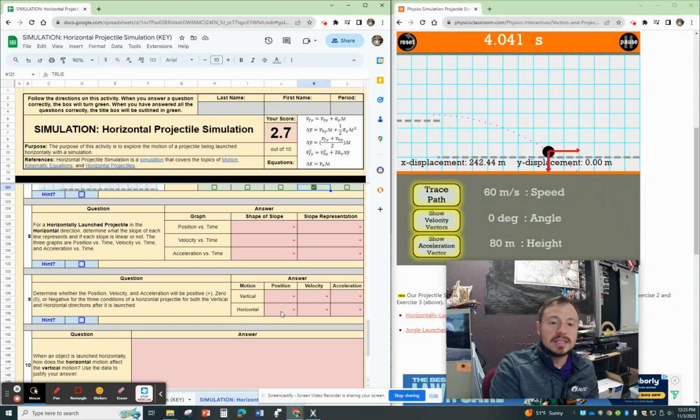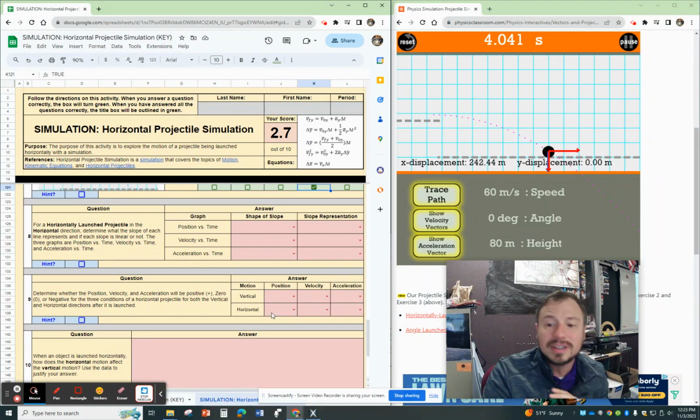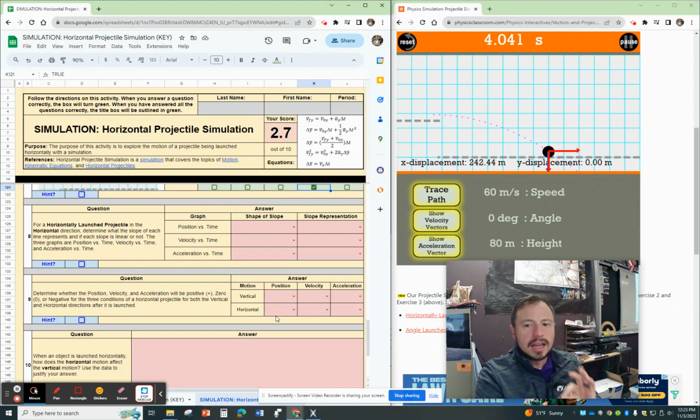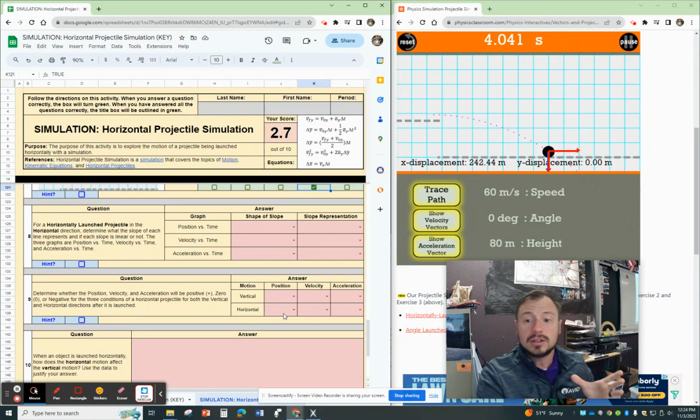Now, this one is asking, determine whether the position, velocity, and acceleration will be positive, 0, or negative in the 3 conditions of a horizontal projectile for both vertical and horizontal directions after it's launched. I say after it's launched because technically the initial velocity in the vertical direction is 0. But after it's off the table and accelerating downward, what are the position, velocity, and acceleration going to be for vertical and horizontal motion? You can get that just by looking at the graphs.